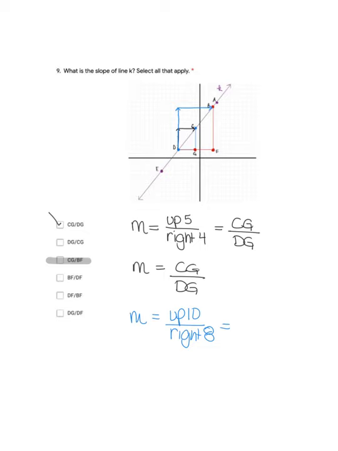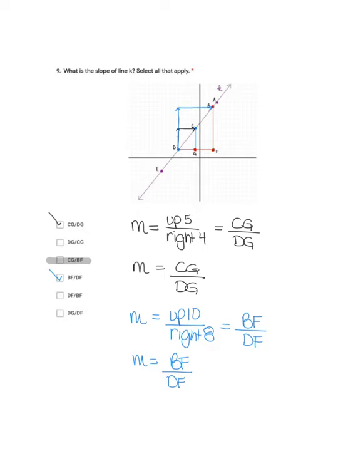And so that means that if we think about going up 10, that is the length of segment BF. And then if we think about going right 8, that is the same length as segment DF. So we can say that the slope of this line is equal to BF over DF. Okay? As a result, we know that this is a solution.